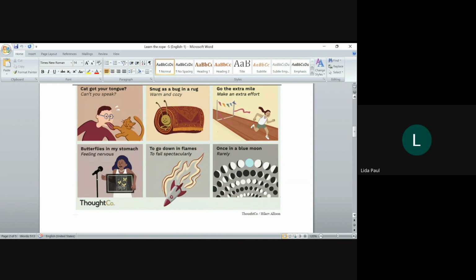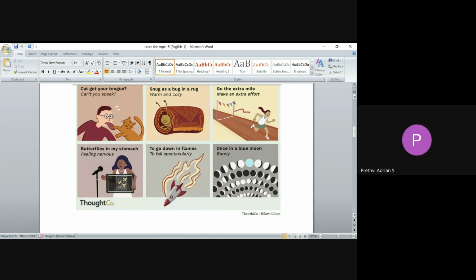Look at your screen. Do you see all of those idioms? Cat got your tongue? Snug as a bug in a rug. Go the extra mile. Butterflies in my stomach. To go down in flames. Once in a blue moon. Are you familiar with any of the ones that you see on screen? Have you heard any one of them before? Yes, ma'am. Which one have you heard before?